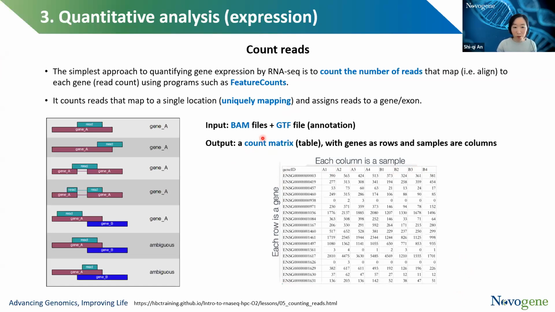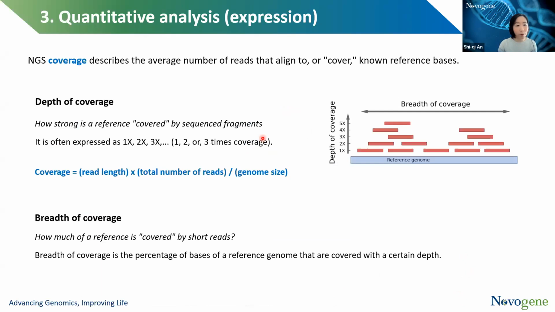In the next part, I'm going to explain why we can't really just directly use the raw counts for further analysis. Before I go any further, I just wanted to get one concept across, which is the concept of coverage. In next generation sequencing, coverage basically describes the average number of reads that align to, or cover, a known reference base. It has two dimensions: coverage could mean depth of coverage and can also mean breadth of coverage. But in most cases, when we talk about coverage, it's depth.